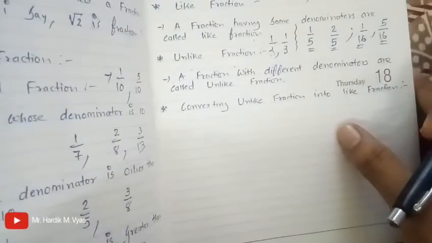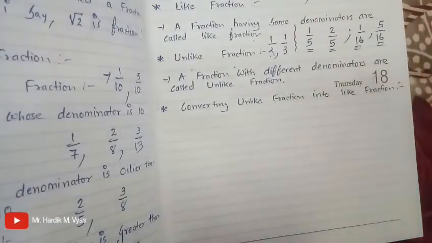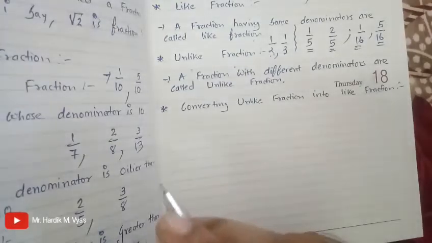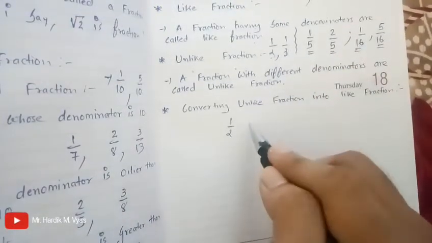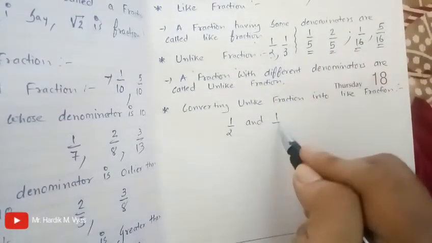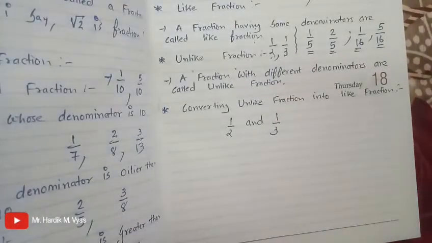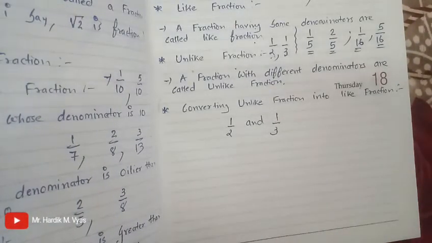Now one of the most important topics is converting the unlike fraction into the like fraction. That means if different denominators are there, that is called the unlike fraction, then you need to convert it into like fractions. The first one is 1 upon 2 and 1 upon 3. Here we can see that there are different denominators. In one case 2 is the denominator, in the second case 3 is the denominator.